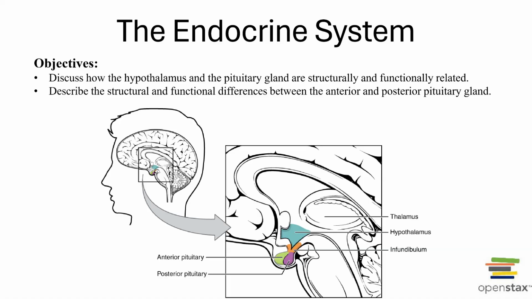The hypothalamus regulates the activity of the pituitary gland by producing hormones that are either secreted from the posterior pituitary gland or that regulate the production of hormones released from the anterior pituitary gland. The hypothalamus and pituitary gland are connected through a stalk called the infundibulum.